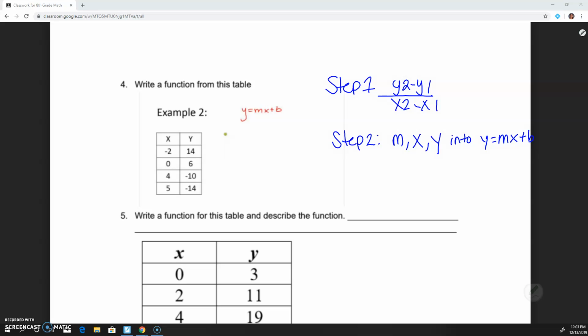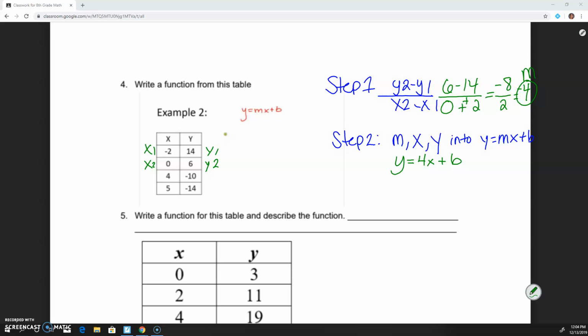So let's do step 1. I have x1, x2, y1, y2. So I have y2 minus y1 over x2 minus x1. Can I have double negatives? So you have to change them, right? 6 minus 14 is negative 8. 0 plus 2 is 2. Negative 8 divided by 2 is negative 4. That is your m. So step 2, you have y equals, your slope was negative 4, x plus b.